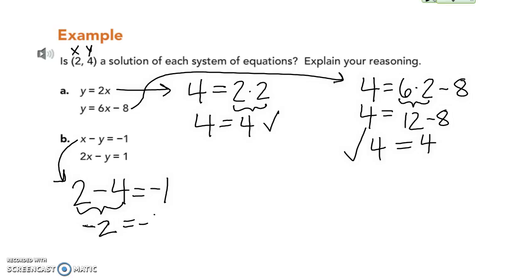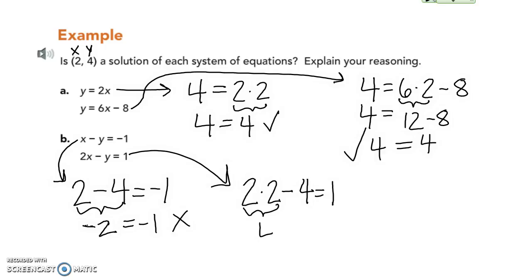Okay, does negative 2 equal negative 1? No. Same thing here. I would do 2 times 2 minus 4 equals 1. 2 times 2 is 4. 4 minus 4. Does that equal 1? It equals 0. I almost wrote it, so this is not right either.